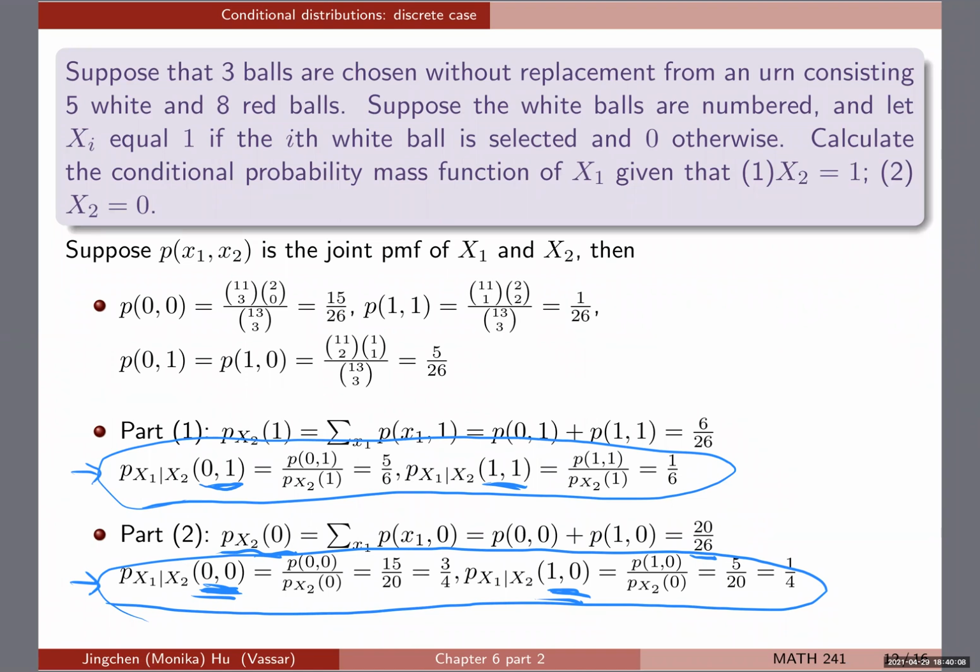And lastly, like I said, always double check your work. They should add up to 1 because of the law of total probability. You exhaust all of the possibilities, so they should add up to 1. And similarly up here, they should add up to 1 as well in terms of the joint.